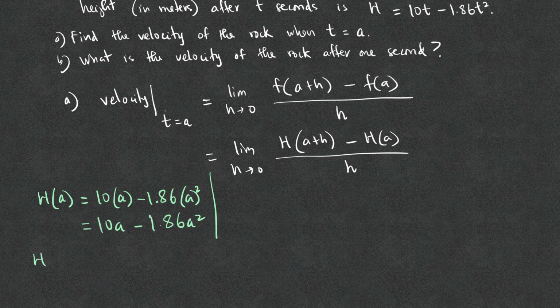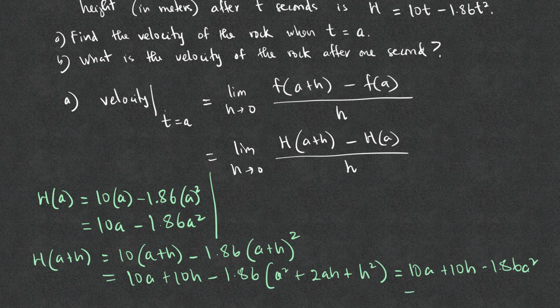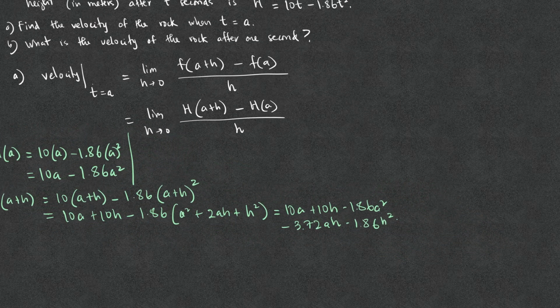Simplifying this, we have 10a minus 1.86a squared. h of a plus h is 10 times the variable t, where t is replaced by a plus h, minus 1.86 times, again replacing t with a plus h, the quantity squared. This is 10a plus 10h minus 1.86 times the quantity a plus h squared. We have a squared plus 2ah plus h squared. Simplifying this, we have 10a plus 10h minus 1.86a squared minus, don't forget that we distribute the negative sign here, 3.72ah minus 1.86h squared.